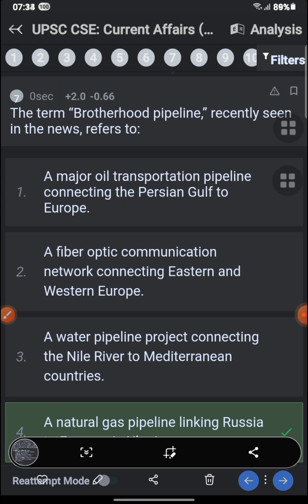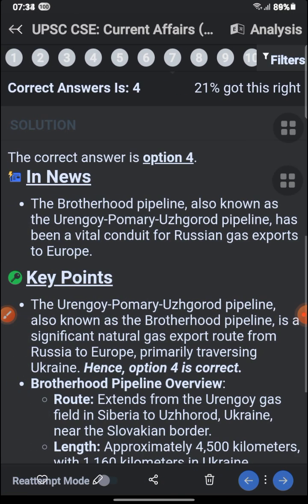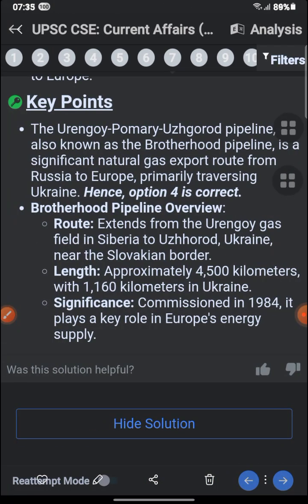The Brotherhood pipeline, a natural gas pipeline linking Russia. So what is the Brotherhood pipeline linking Russia? Okay, the Orenburg-Novopskov-Uzhhorod pipeline has been a vital conduit for Russian gas export to Europe. The Urengoy-Pomary-Uzhhorod pipeline, also known as the Brotherhood pipeline, is a significant natural gas export route from Russia to Europe, primarily traversing Ukraine. The route extends from the Urengoy gas field in Siberia to Uzhhorod, Ukraine, near the Slovakian border, and its length is 4,500 kilometers, commissioned in 1984. It plays a key role in Europe's energy supply.